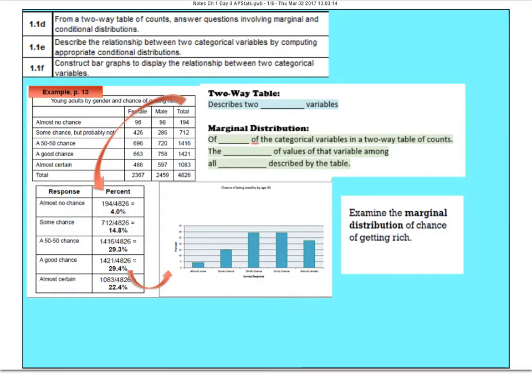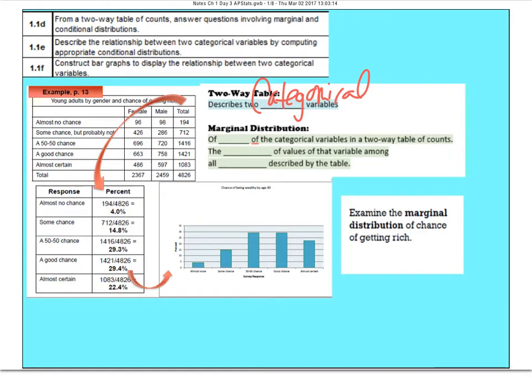So let's first do some vocab about what is a two-way table, what is this word they talked about, marginal distribution, and then we'll get into conditional distribution. So a two-way table describes two different categorical variables. If we look at this table over here, across this row they are talking about gender. So gender is the first variable. The other variable deals with what their chances of getting rich are. And I know that because it says here for getting rich. So there's almost no chance, some chance, and so forth. Those are the two variables this table is looking at.